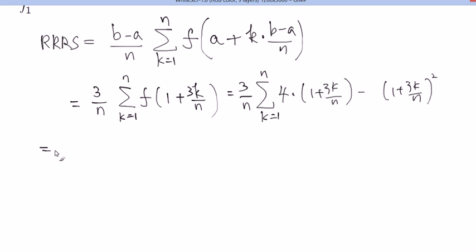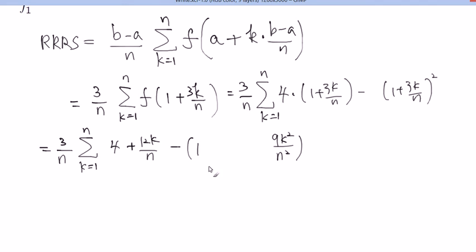So let's work that out. 3 divided by n. 4 is multiplied. There's a 4 there, right? That gives 12k divided by n. Is that okay? And minus, what happens if you square that? You have 1 squared, then you have to square the other term. So it's 9k squared divided by n squared, right? Do you know what's in the middle? 2 times the product of these two things. So therefore, it's 6k divided by n, right?